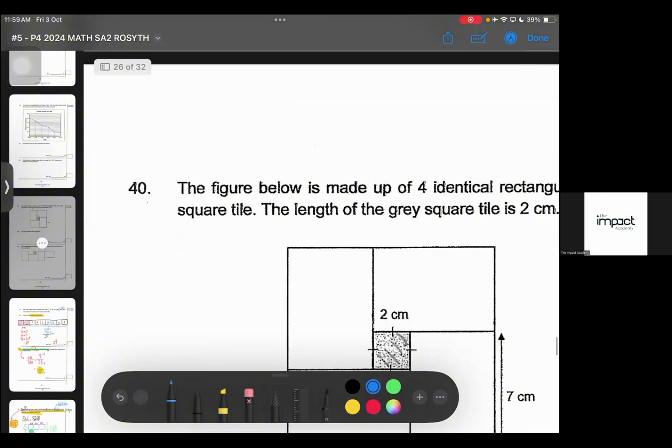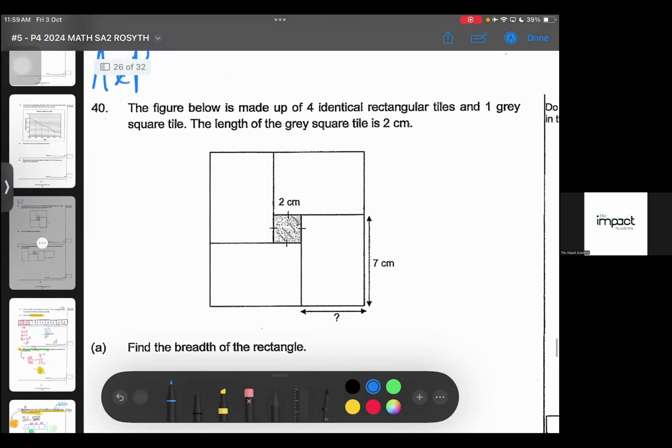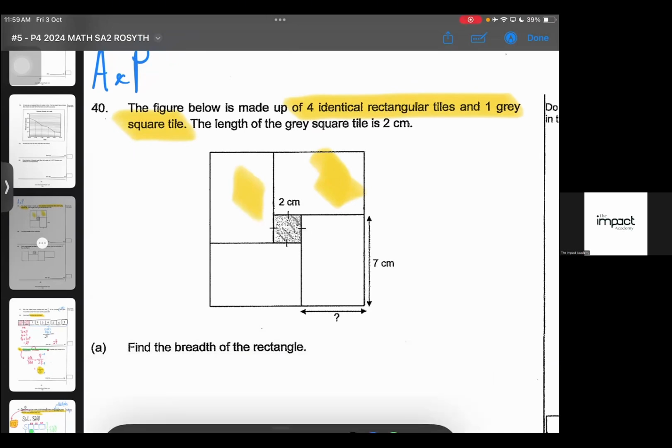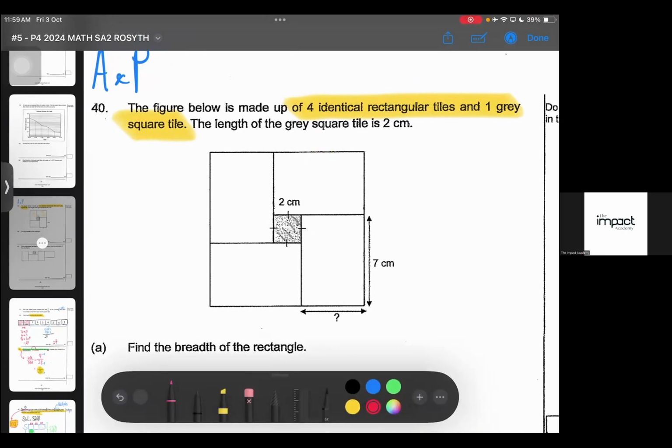Now, we know the concept is called area and perimeter, okay? You can see that the figure is made up of how many identical tiles? You can see 4, where's the 4? 1, 2, can you all see this? Let me quickly highlight all of this first. We have 1, 2, 3, 4. These are the 4 identical rectangular tiles, and the grey tile is the one in the middle. Am I making sense or not making sense?